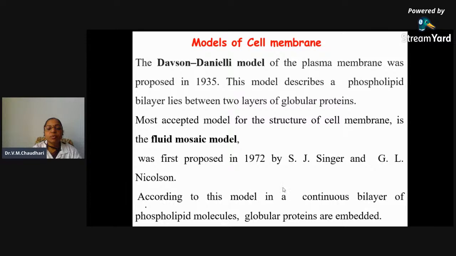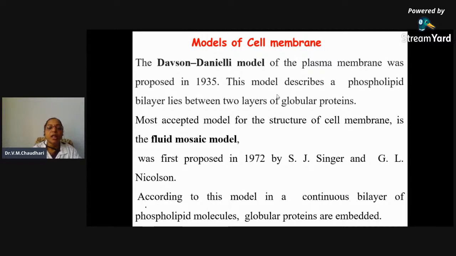According to this model, in a continuous bilayer of phospholipid molecules, globular proteins are embedded. म्हणजे हे मॉडेल काय डिस्क्राइब करतं की फॉस्फोलिपिड बायलेअर मध्ये ग्लोब्युलर प्रोटीन आहे. ओके, आणि हे मॉडेल काय डिस्क्राइब करतं, continuous bilayer of phospholipid molecules and globular proteins are embedded in between them. म्हणजे फॉस्फोलिपिड मध्ये प्रोटीन्स आहे आणि फॉस्फोलिपिड बायलेअर आहे आणि त्याच्या आजूबाजूला प्रोटीन्स आहे असं. म्हणजे ग्लोब्युलर प्रोटीन मध्ये फॉस्फोलिपिड आहे असं यांचं म्हणणं आहे.